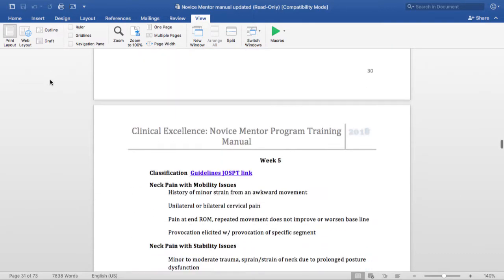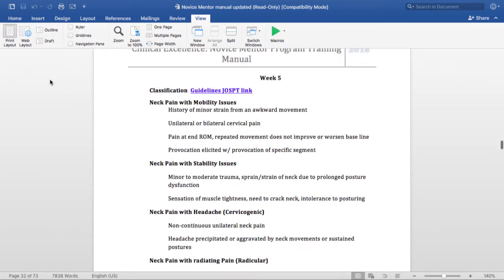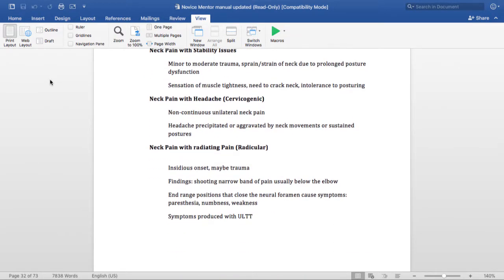All right, week number 5. This week, we're going to go over the cervical spine. You can see on the guidelines is a blue tab, guidelines to JOSPT link to treatment classifications. So we can go over the different classifications and read through it and discuss neck mobility, neck pain with mobility problems, stability problems, headaches, or radicular pain.